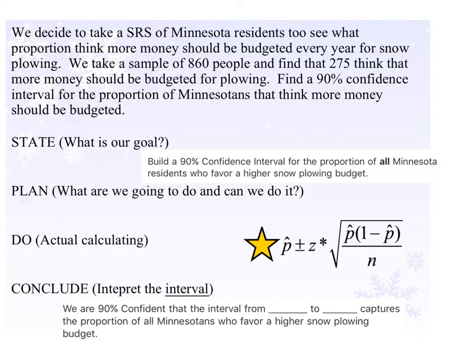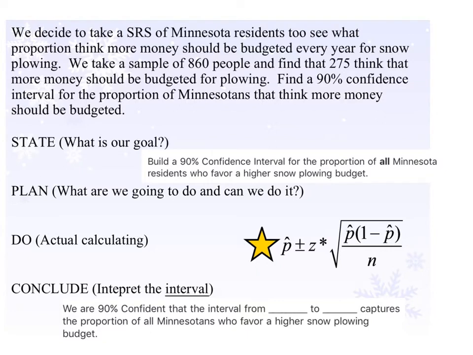Okay, let's make a confidence interval. I've filled in some blanks here just for time's sake, and I'll show you a couple of things as we go. We decided to take a simple random sample of Minnesota residents to see what proportion think more money should be budgeted every year for snow plowing. We take a sample of 860 people and find that 275 think more money should be budgeted for plowing. Find a 90% confidence interval for the proportion of Minnesotans that think more money should be budgeted.